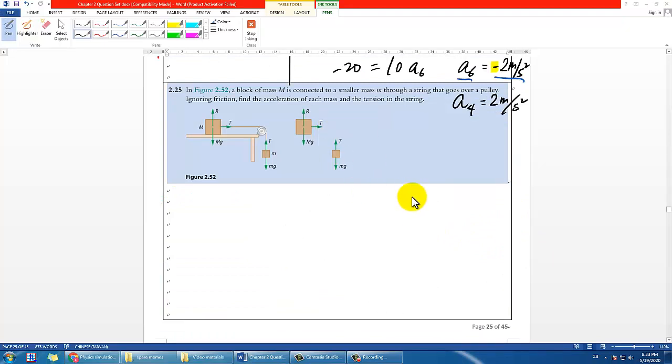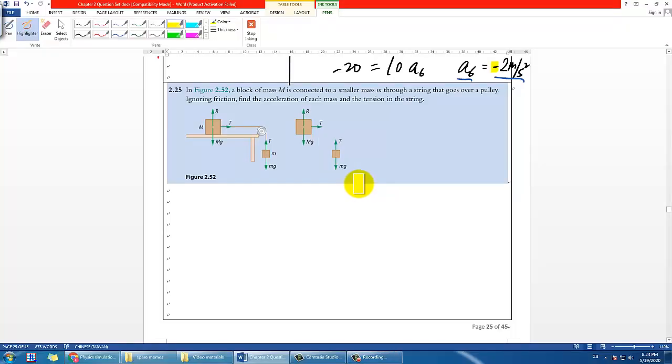Try it out and pause the video now. A few moments later. Okay, so in this question, they already help us to draw the free body diagram separately like this. And notice that one of them is the big M, the other one is a small m hanging outside. And there's also no friction as well.